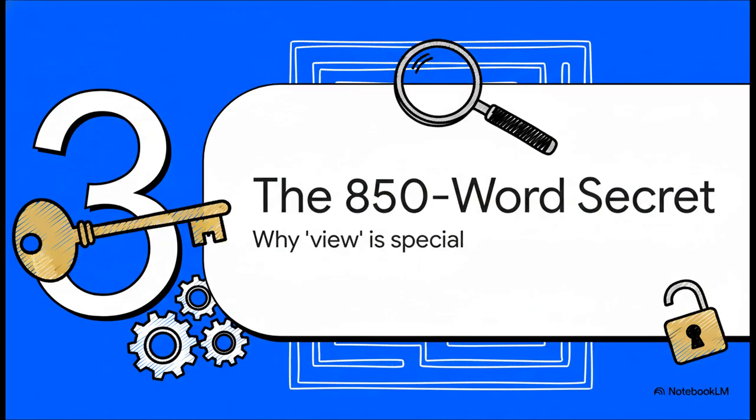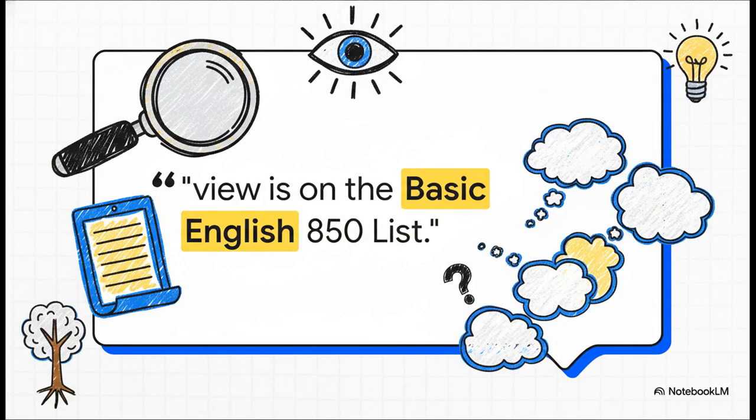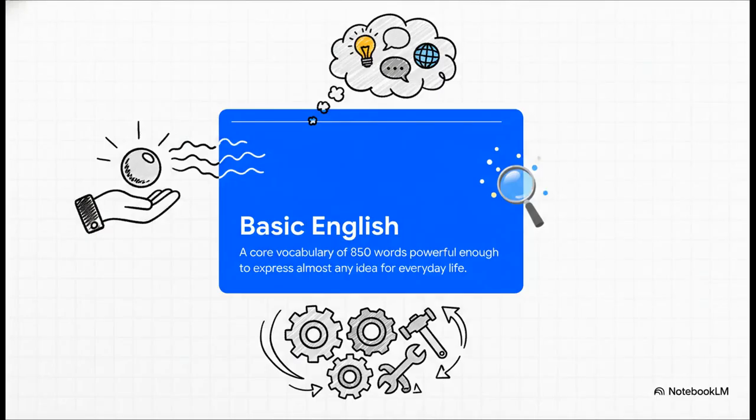It's what I'm calling the 850-word secret. So what is this secret? What's hiding in the dictionary that gives view this incredible power? And here it is, the big reveal. According to the Simple English Wiktionary, view is on the Basic English 850 list. Okay, so what in the world is the Basic English 850 list? Well, Basic English is this fascinating system. It's a super simplified version of English with a core vocabulary of just 850 words. The whole idea is that these 850 words are enough for pretty much all everyday communication.